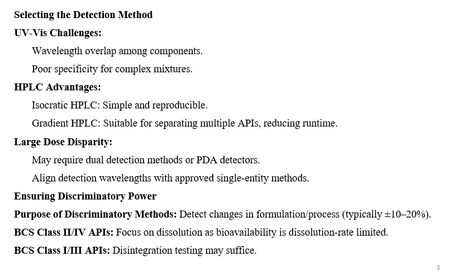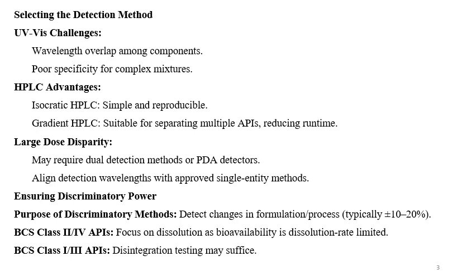Then the challenge is ensuring discriminatory power for both the active substances. The purpose of a discriminatory method is to detect changes in the formulation or process, and the changes are made in the range of 10 to 20%, and sometimes these changes are made by making the mismanufactured batch or bad batch.